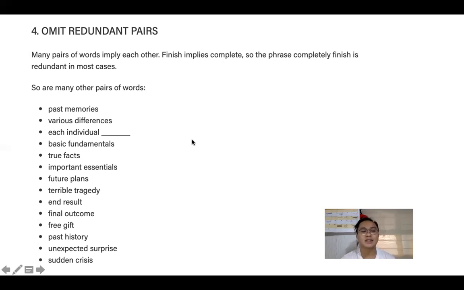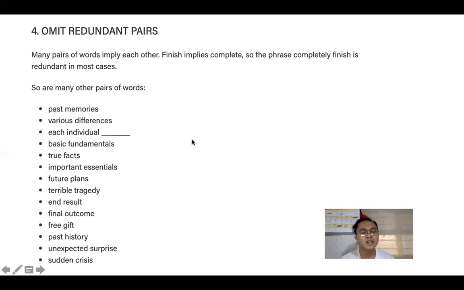Important essentials. So usually we use these words, yung essentials these days, pag we write about mga ayuda and things about the coronavirus. But important essentials, yung essentials is already important. Okay? That's why we don't need to say important essentials. Future plans. When you say plan, it's something that will happen in the future. So we can avoid these pairs.